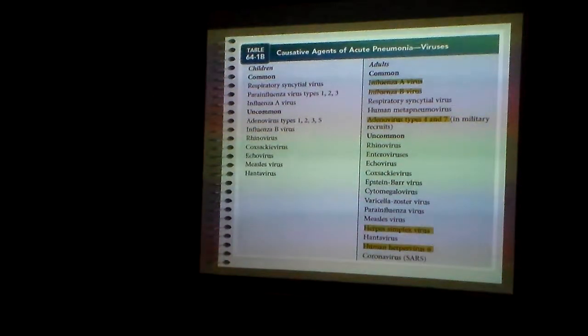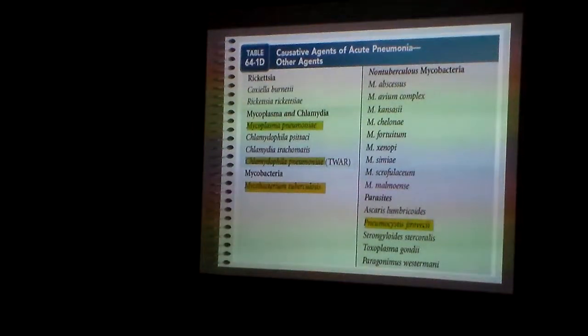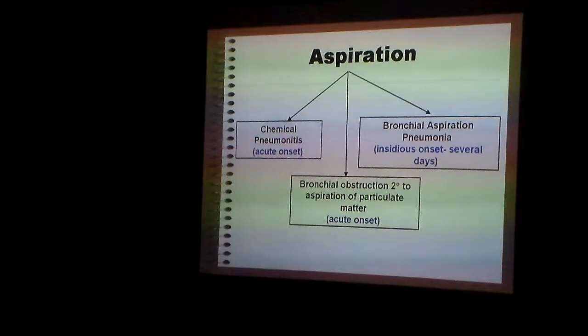Among viruses, the most common, the season is coming, is influenza, okay? That's the one that we most commonly see. Adenovirus and the other viruses can cause problems, but the most common still is influenza. Among the atypical agents, mycoplasma, chlamydia, legionella are the common things, and among HIV patients, the most common thing you see is PJP, okay, pneumocystis.